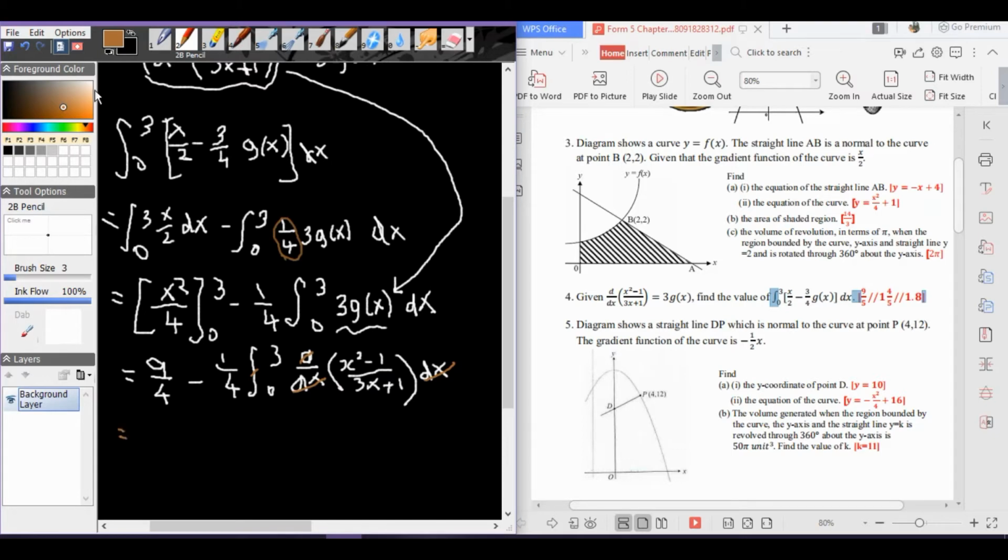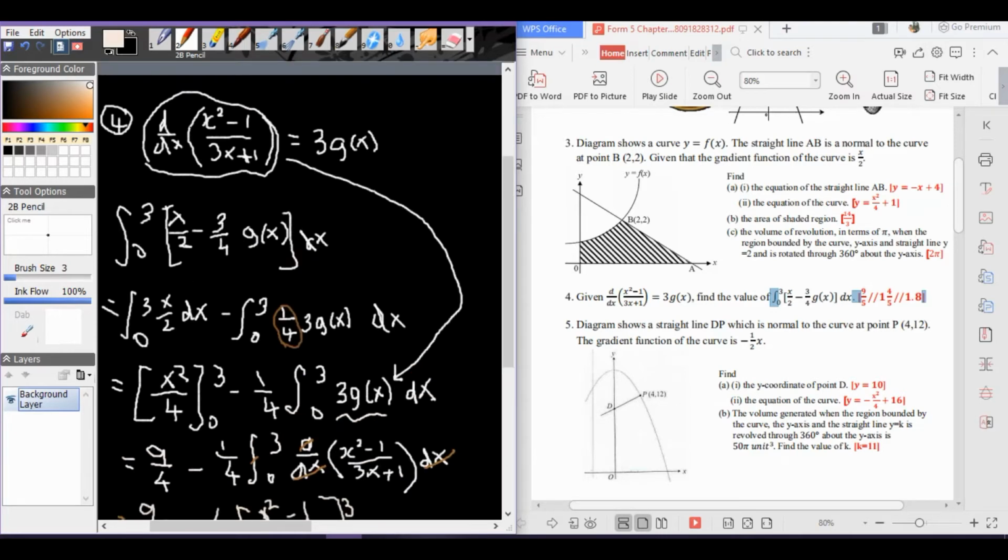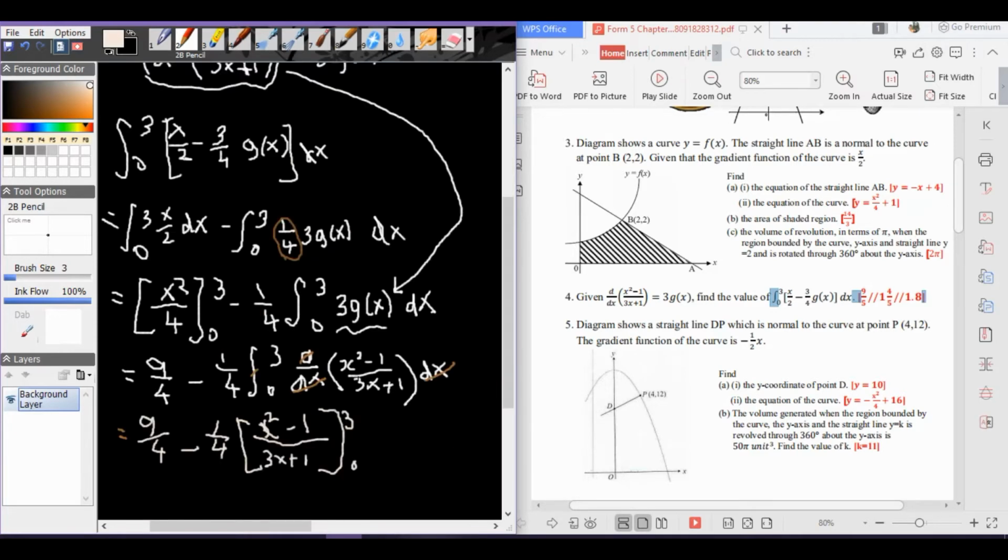So you will have 9 over 4 minus 1 over 4. So this remains x squared minus 1 over 3x plus 1. Then we have to substitute 0 to 3 for the x. Okay, I repeat, for this one, when you substitute d dx into this equation, 3gx, the dx can cancel out. These two are the same, dx, and then integrate with differentiation cancel each other. So you will have x squared minus 1 over 3x plus 1.